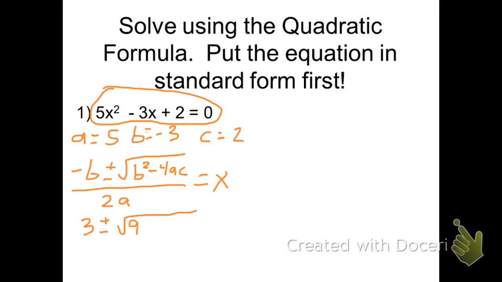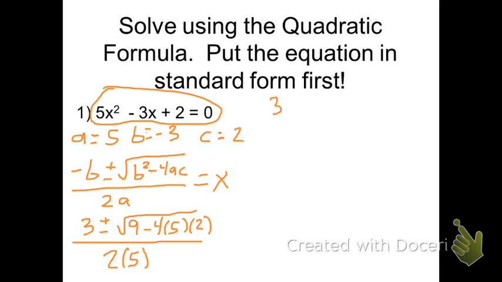Now I like to just square b right in the first step, so I'm just going to write 9. Now b squared will always be positive, because remember in the previous video, any number squared will be positive. Negative 3 times negative 3 will be positive 9, just like 3 times 3 is positive 9. Now, minus 4ac. So minus 4 times 5 times 2, all over 2a. And a is 5. Now, we're going to simplify.